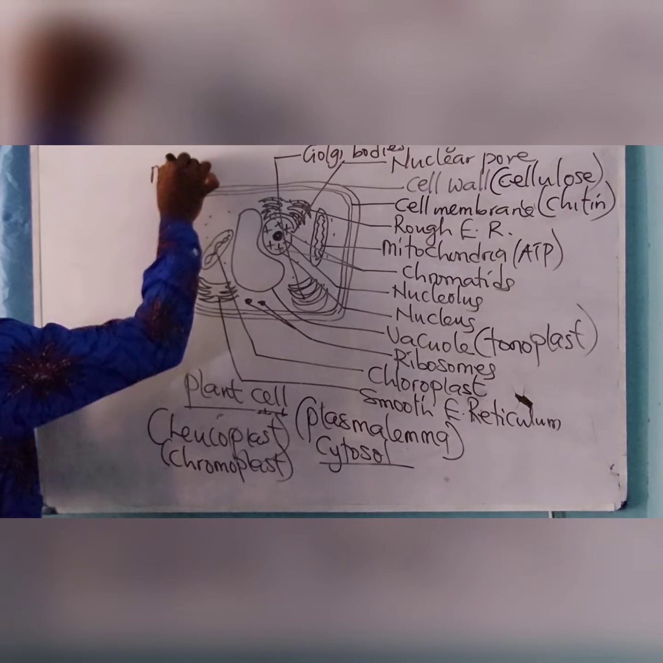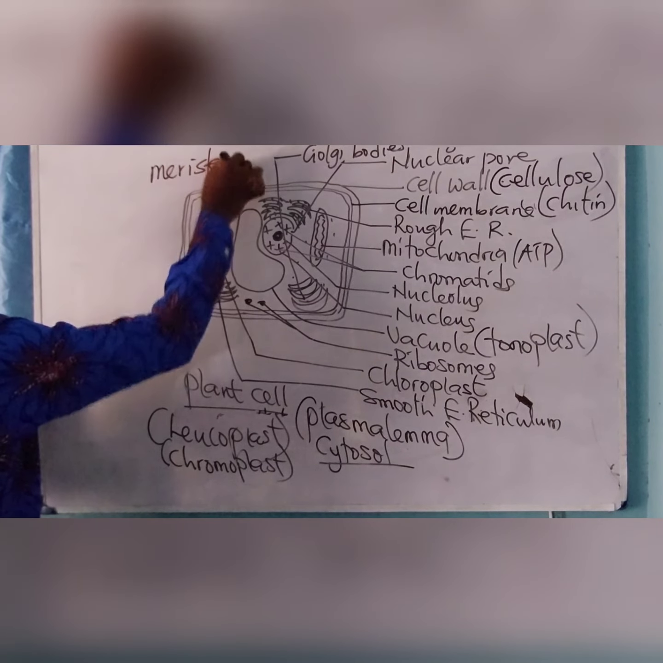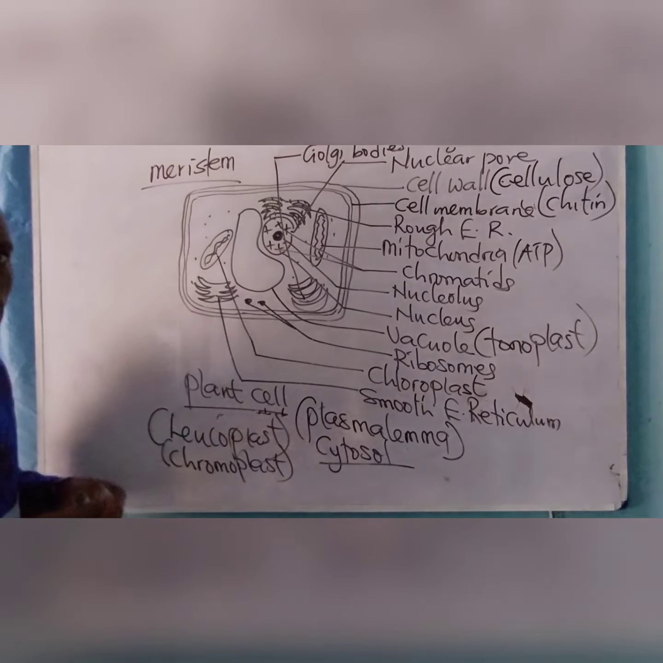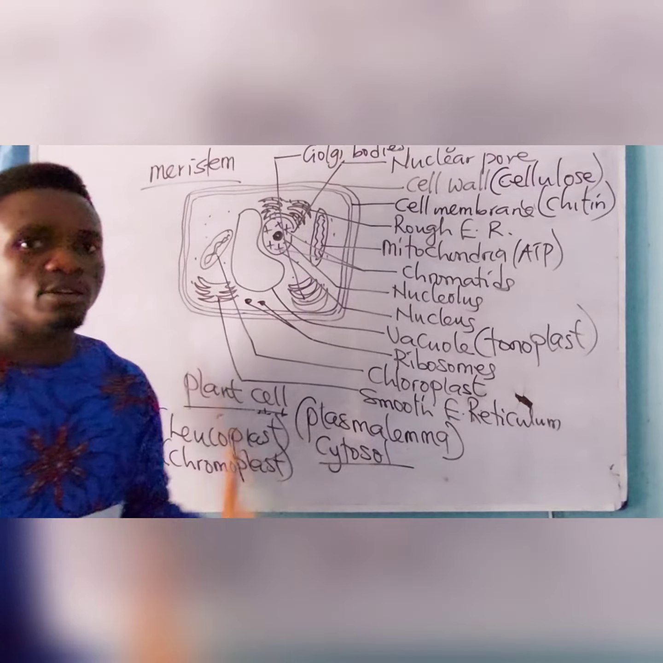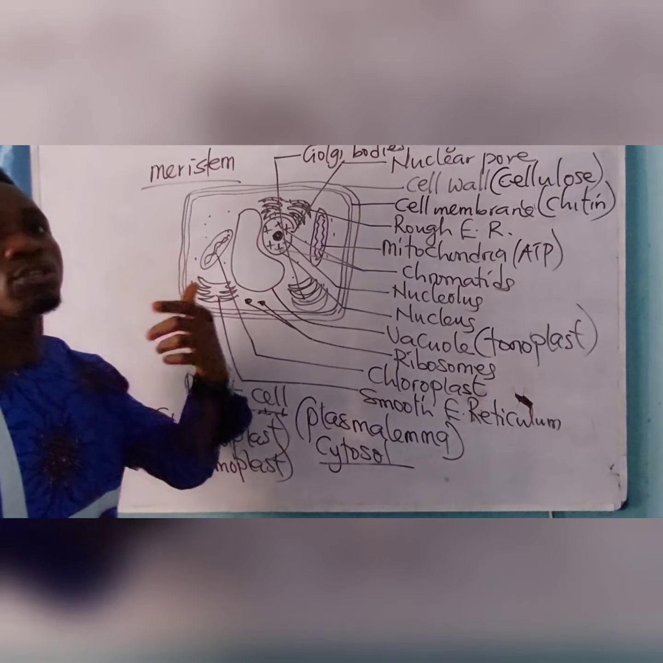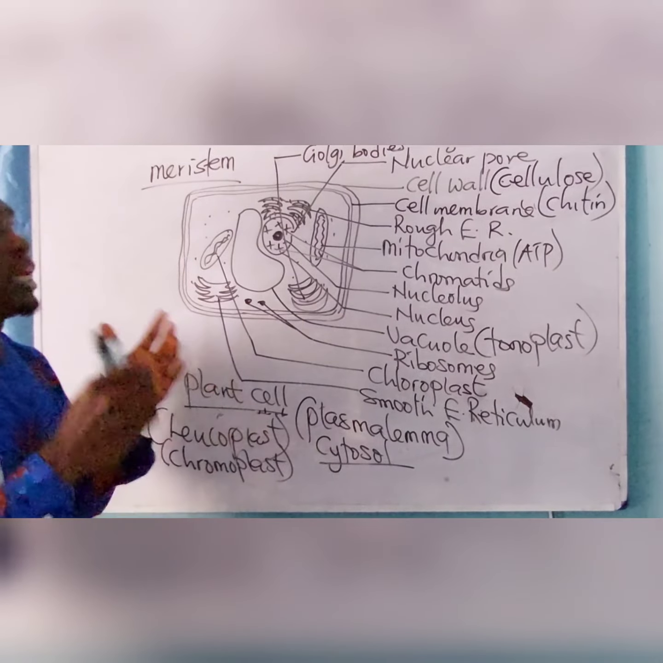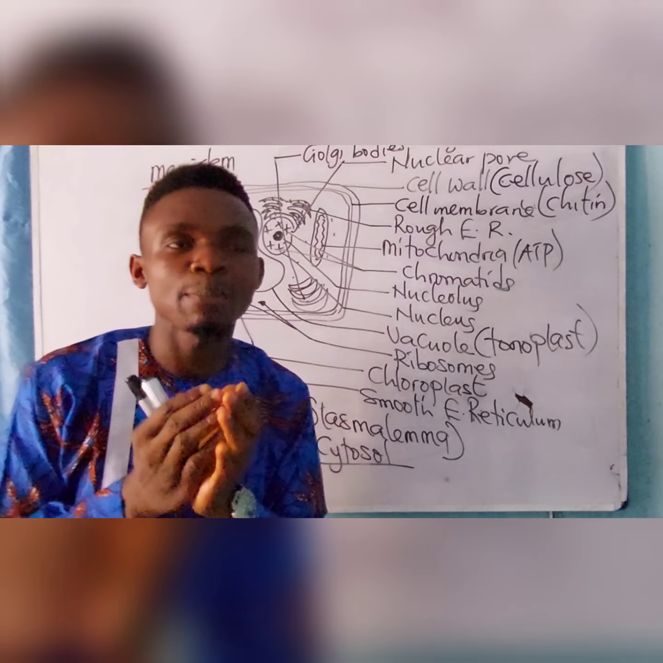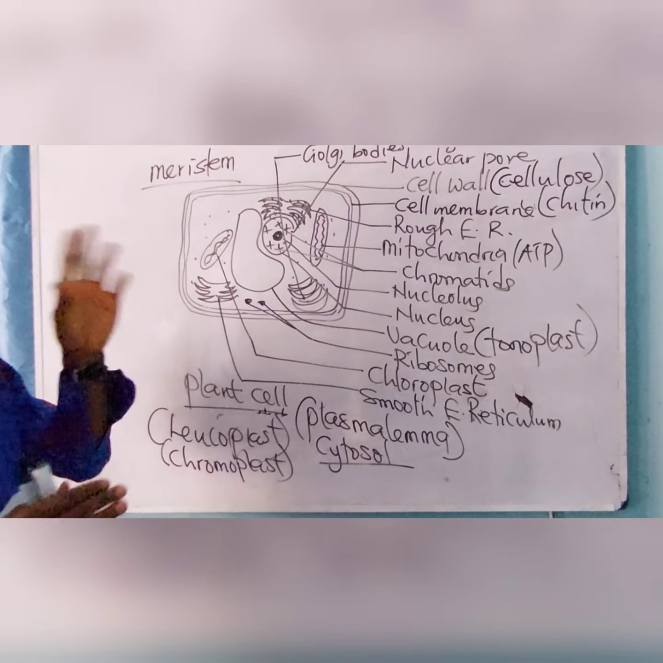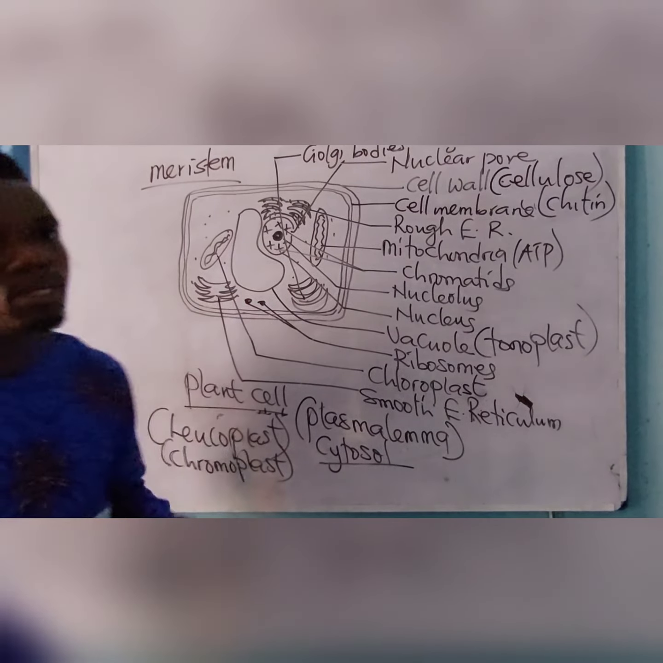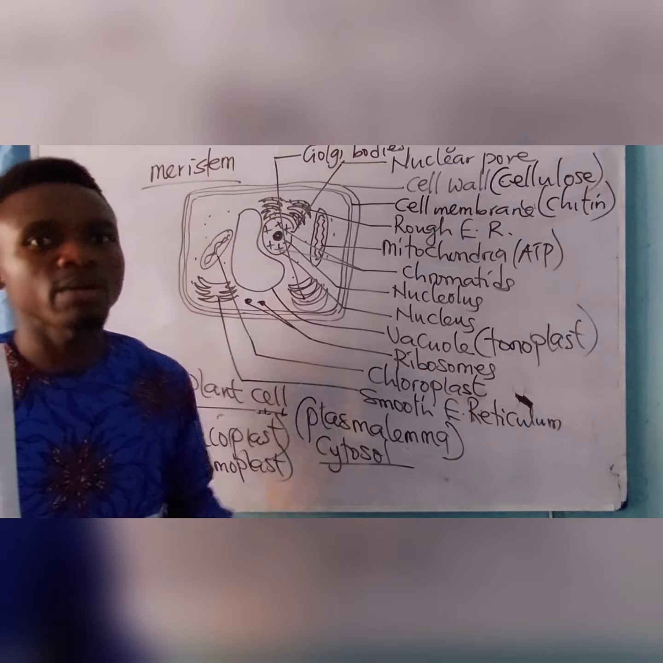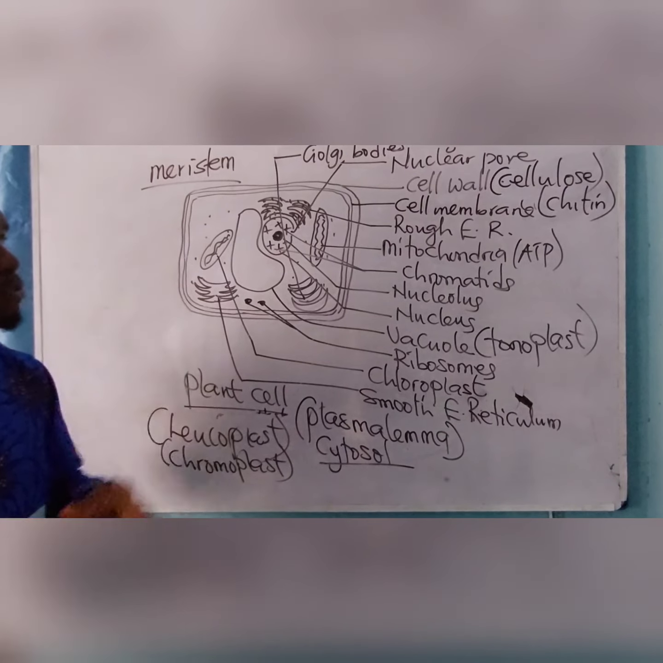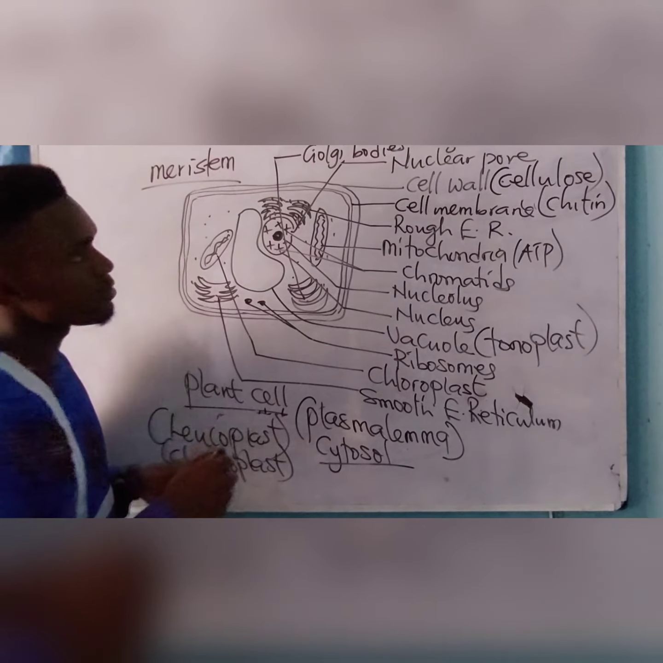We have the meristem. Now the meristem is a region of cell division in plants. It is made up of actively dividing cells. The meristem is a region of cell division in plants because it is made up of cells that are capable of what? Dividing. There are three types of meristem: the apical meristem, the intercalary meristem, and the lateral meristems. These are the types of what? Meristems. Now please take note of that.